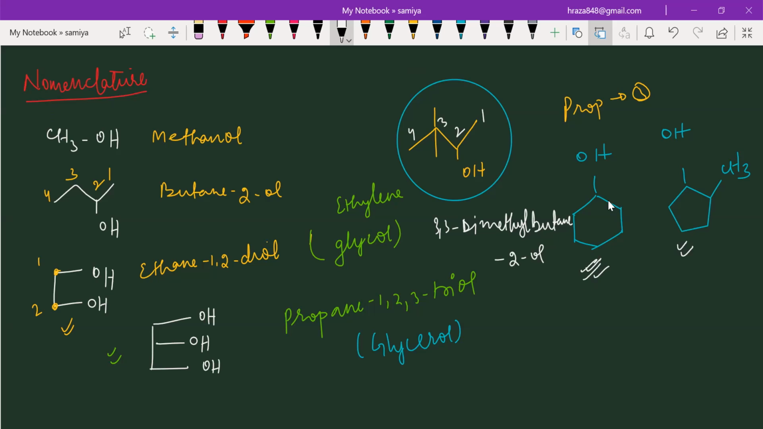So see, this is cyclohexane. So we are going to give number 1 to it. So it will be cyclohexanol, or hexane-1-ol. Now the next naming will be 1, 2. We do numbering first and give preference to the functional group. So its name will be 2-methylcyclopentanol, pentane-1-ol or pentanol.